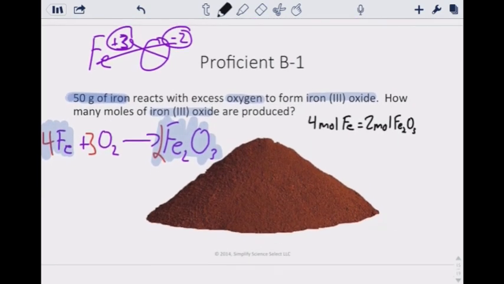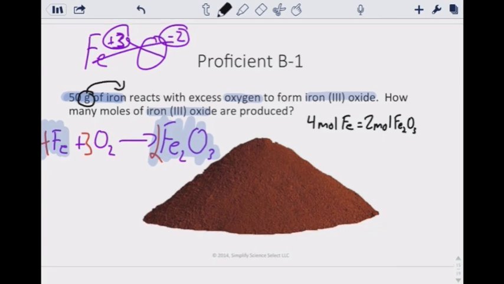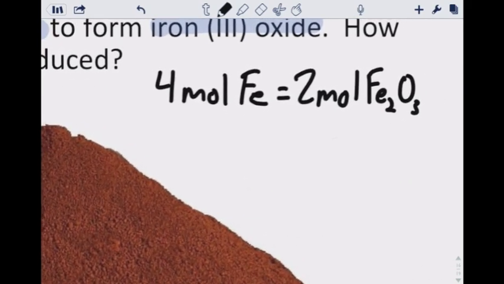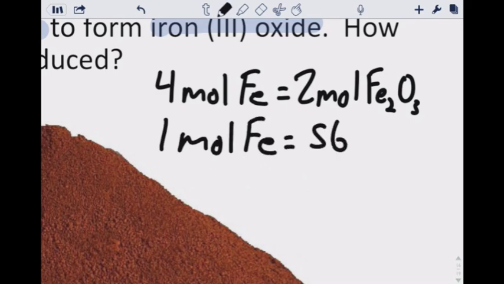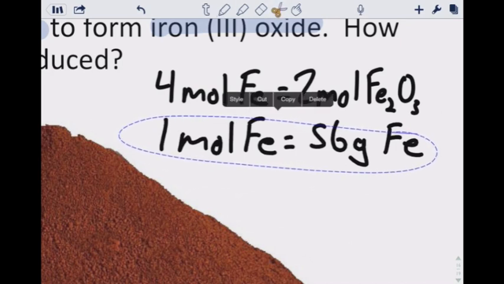Then the next thing we look for is it says 50 grams of iron. So it said grams of iron. So what do we need of iron? We need the molar mass of iron. Why do we need it? Because it said grams. So we need the molar mass. And what does the molar mass equal? The molar mass always equals 1 mole. So when we look on the periodic table, iron has a molar mass of 55.845. So to make this a little bit easier, it's rounded just to 56. And so we write that one down: 1 mole of iron equals 56 grams of iron. We'll go ahead and make this a different color so we can kind of see it.